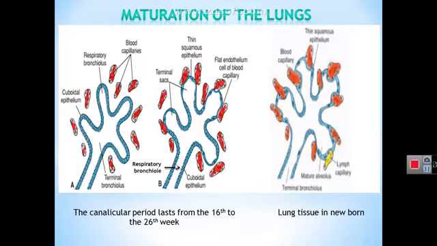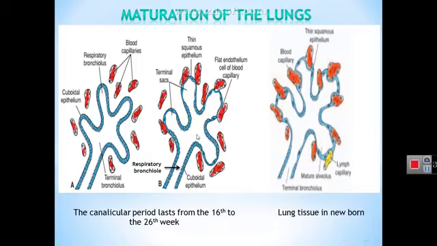The respiratory bronchioles divide to form 3 to 6 alveolar ducts. The ducts end in terminal sacs or primitive alveoli that are surrounded by flat alveolar epithelial cells in close contact with the neighboring capillaries.